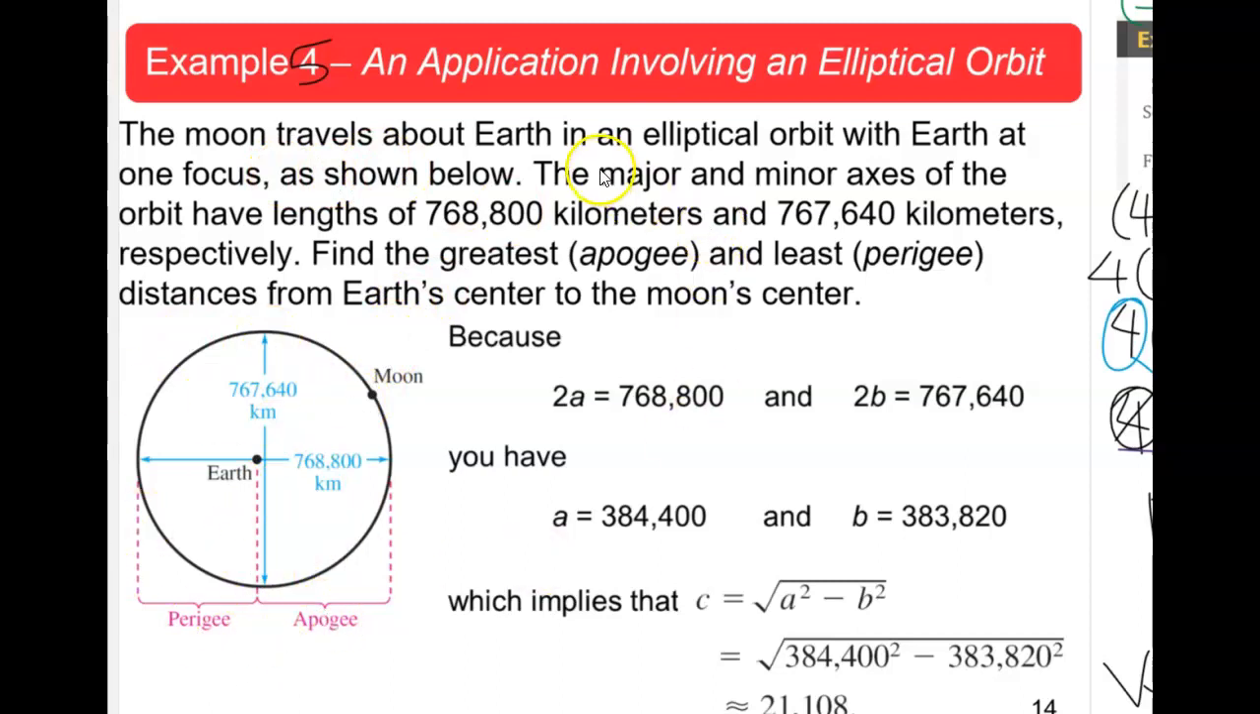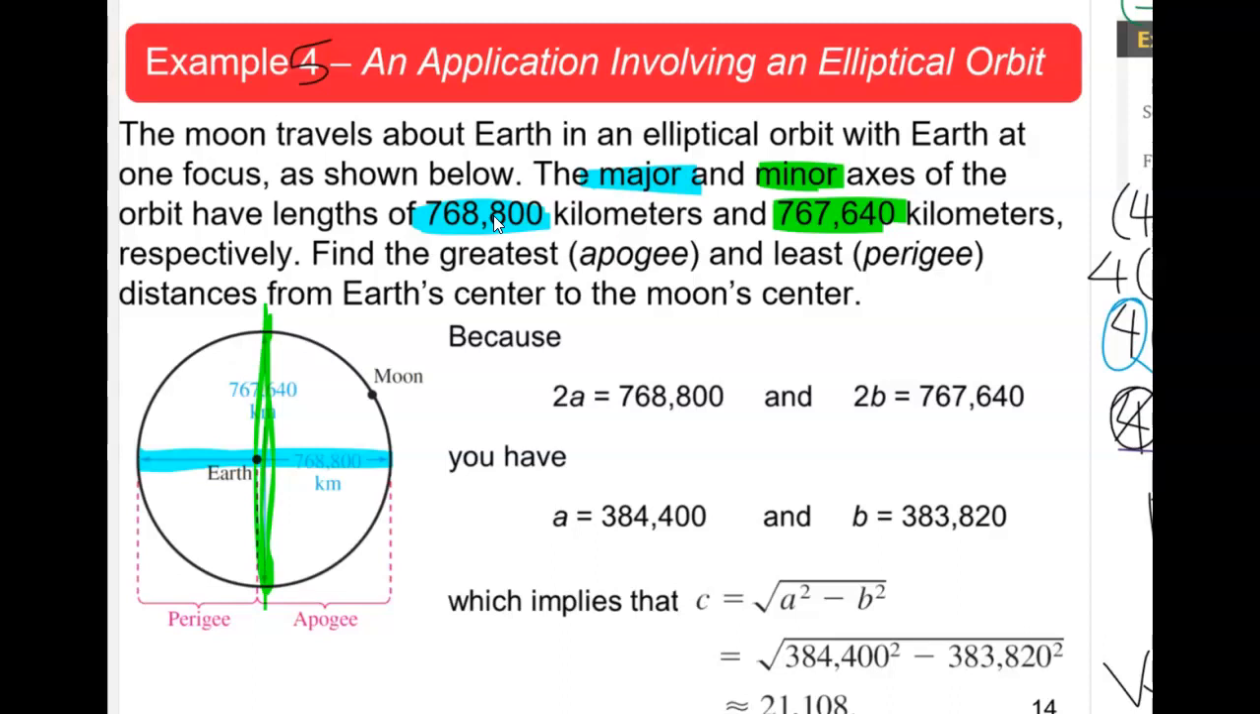So the moon travels about Earth in an elliptical orbit with Earth at one focus as shown below in this figure. The major and minor axis of the orbit have lengths of 768,800 kilometers, and that would be for the major axis because it's bigger. That's how we know. So that is this one. And if you see this ellipse, it's almost a circle, almost. But because the lengths of the major and minor axes are not equal, it's not a circle. So here's the minor axis. Okay, and we have respectively.